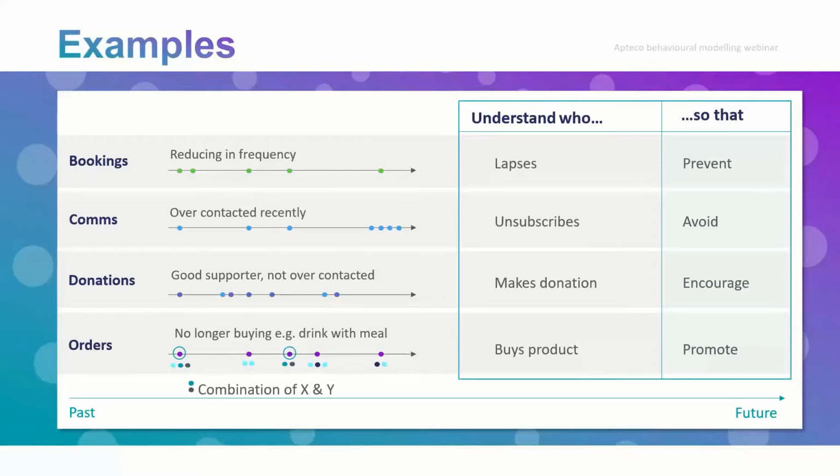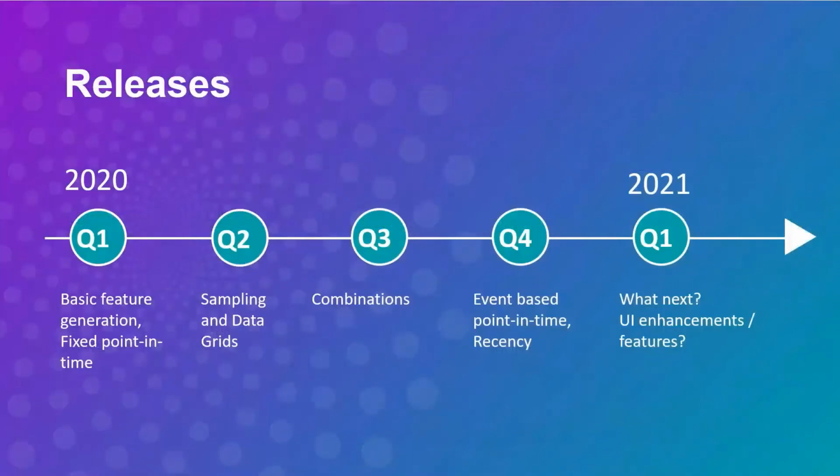So that gives you a flavor of how the transaction data spread over time with date and timestamps on it for each individual supporter or customer can be identified, can be used to start building patterns that we can predict from, patterns of behavior. Just to give you an idea, I've mentioned this software in some of the recent software release webinars. It was first introduced in our Q1 release, where we had the basic feature with fixed point in time behavioral modeling, and that's what I'm going to be showing you today.